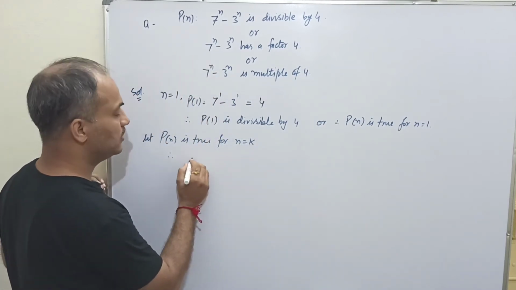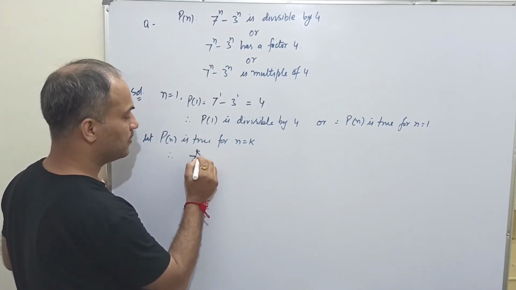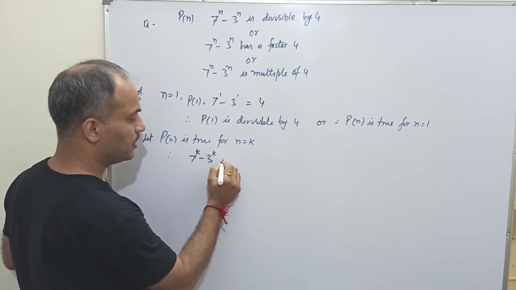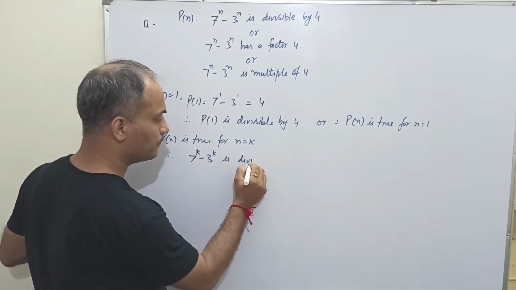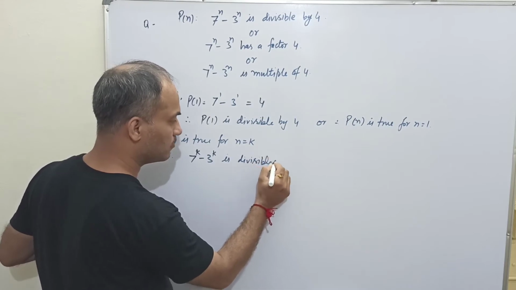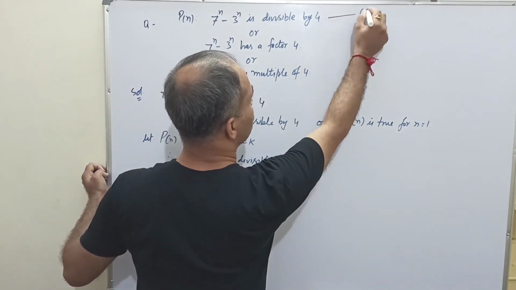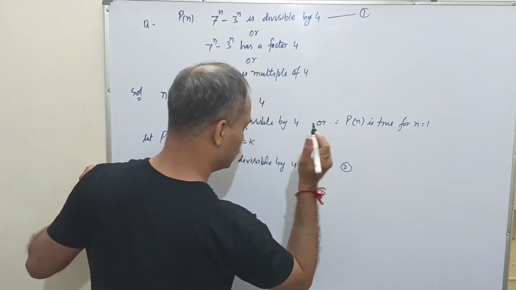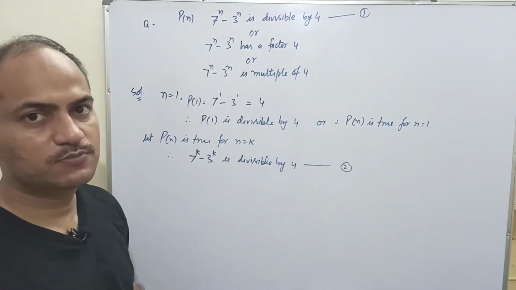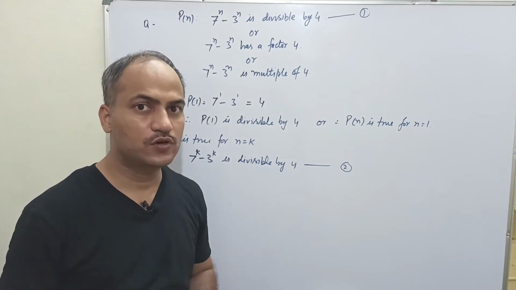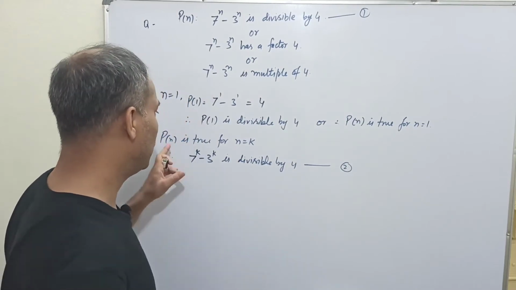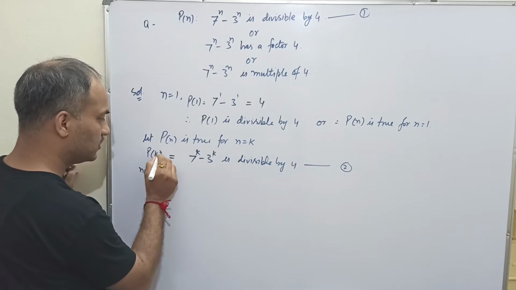It means we say that 7 to the power k minus 3 to the power k is divisible by 4. Okay, so this is equation 1 and this is equation 2. You can say now this value is divisible by 4. Now what we have to do, we have to prove for n is equal to k plus 1. You can also call this P(k).